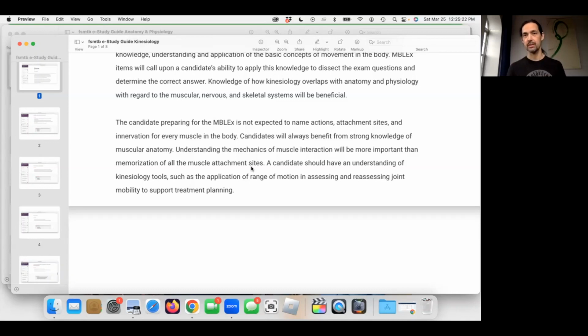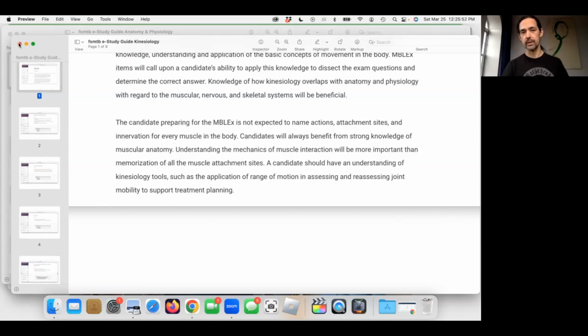So it is my job to clarify those things for you, but hopefully you can see that the FSMTB is intentionally vague, right? They don't want to give you a specific structure so that you have a direct line to what to study and what to exclude, which would actually be very kind if they did that.